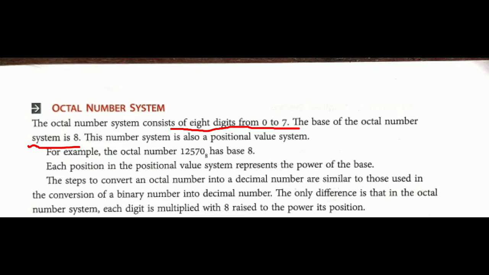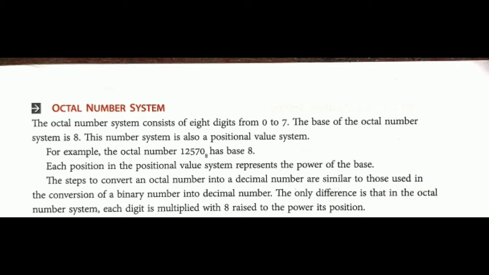This type of number system is also a positional value system, like the binary and decimal number systems. For example, the octal number 12570 subscript 8. It has the base 8, so we write the subscript as 8. See how the octal number has been represented. This is how we represent an octal number.